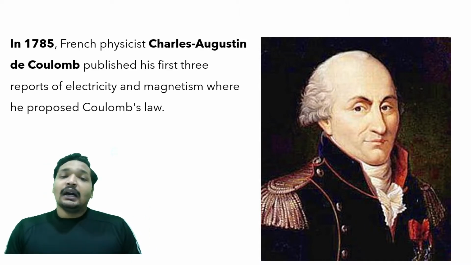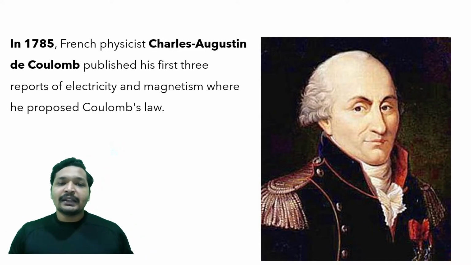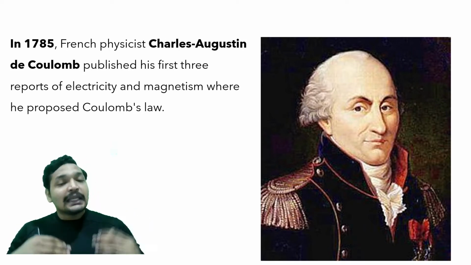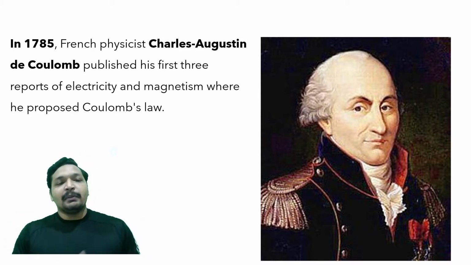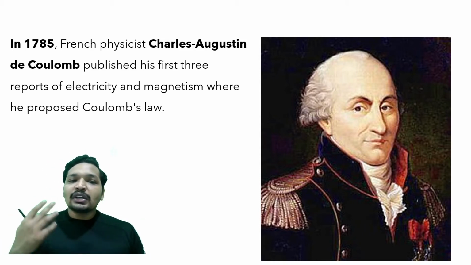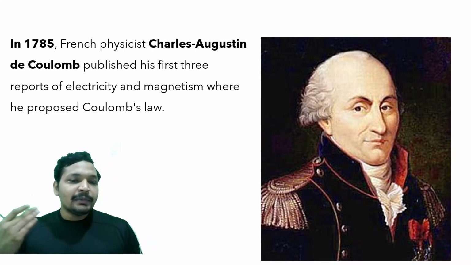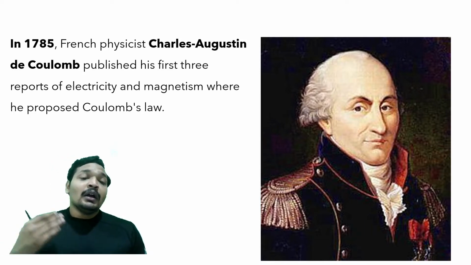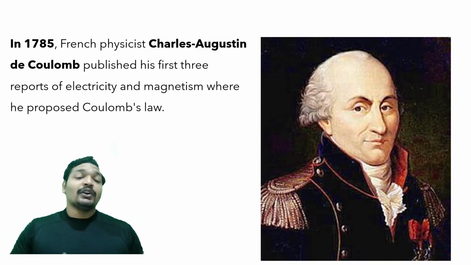Even when Charles Augustin de Coulomb was proposing Coulomb's law, there was Henry Cavendish, another physicist and scientist, working on something similar in parallel. He as well theorized it and wrote papers, but he never published it. So Coulomb's success lies in the fact that he not only published his three reports on electricity and magnetism, but his major success is because he published it.